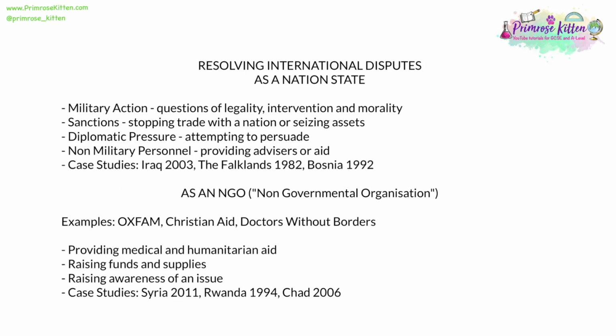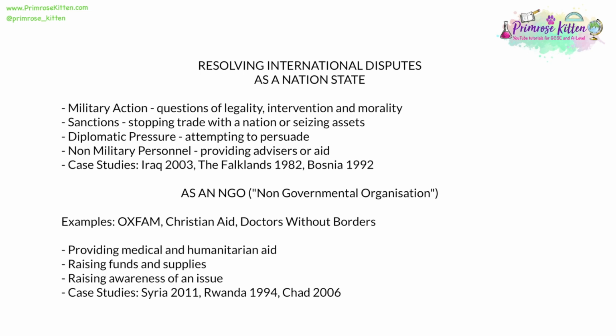There are several ways in which nation-states can help to resolve international disputes. With military action, there are often questions of the legality of the action and whether it is morally right to intervene in the affairs of another country. There is the option of sanctions, the stopping of trade with a country or seizing the assets of a country. There is the option of diplomatic pressure, attempting to persuade through diplomatic means. There is the provision of non-military personnel, such as providing advisors, doctors or aid. Case studies include Iraq in 2003, the Falklands in 1982, and Bosnia in 1992.